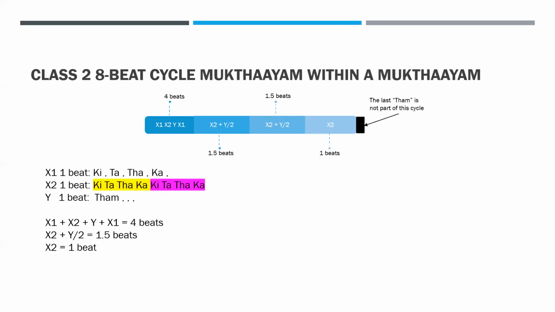So you can do the math slowly at your speed. X2 is 1 beat by itself. Y is 1 beat by itself, but now you're doing Y over 2, right? You're now cutting the pizza into half. So you are getting only 1.5 beats. And then the third time when it occurs, it's basically a repeat of X2 plus Y over 2. So that's another 1.5 beats. And the last one is X2 by itself, which is 1 beat. That's how you make the 8-beat cycle in the Mukthaayam within a Mukthaayam.